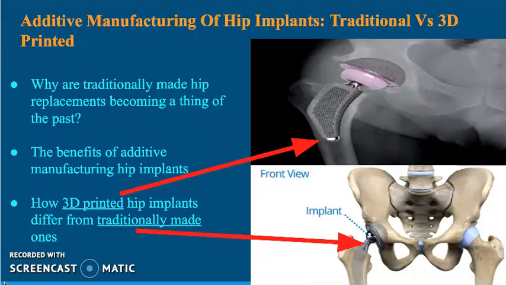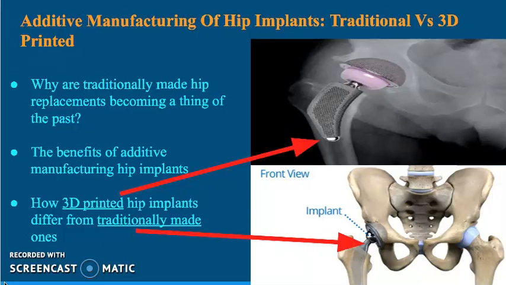Traditional hip implants require forging, machining, as well as special finishing for optimal use, which requires a lot of equipment, time, and money. However, 3D printing creates a better finish that allows the hip implant to bind with the bone more effectively, causing fewer problems for the patient in the future.